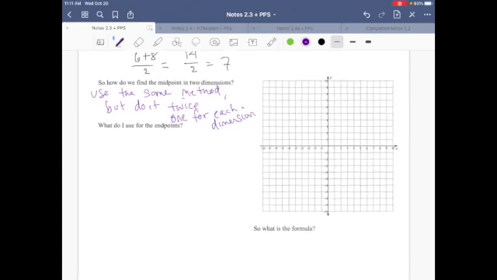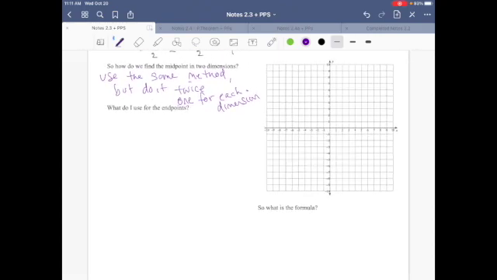So if I want to find the midpoint between negative 4, 8 and positive 4, negative 2, right? So negative 4, positive 8 would be here. And positive 4, negative 2 is here. And I want to find the midpoint. So if I had to turn this into a segment, I'm looking for something in this zone here. That's going to be its midpoint.